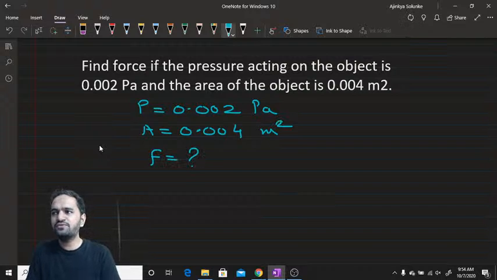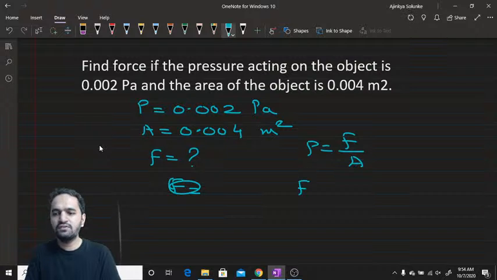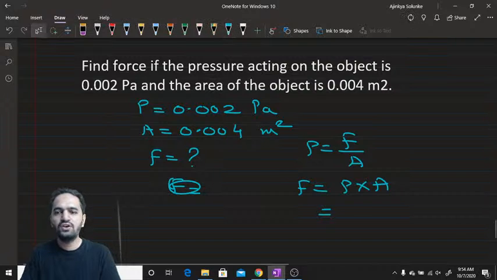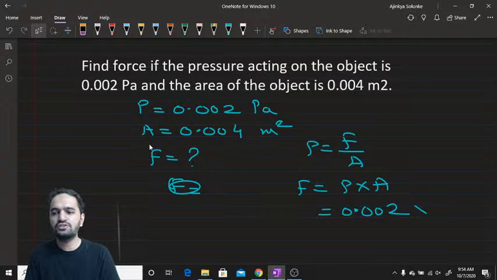Force is very simple. For force, what is the formula? Pressure is equal to force by area, right? Okay, so force will be equal to pressure into area. You can put the values there. What is the value for pressure? Pressure value is 0.002 and area value is 0.004.